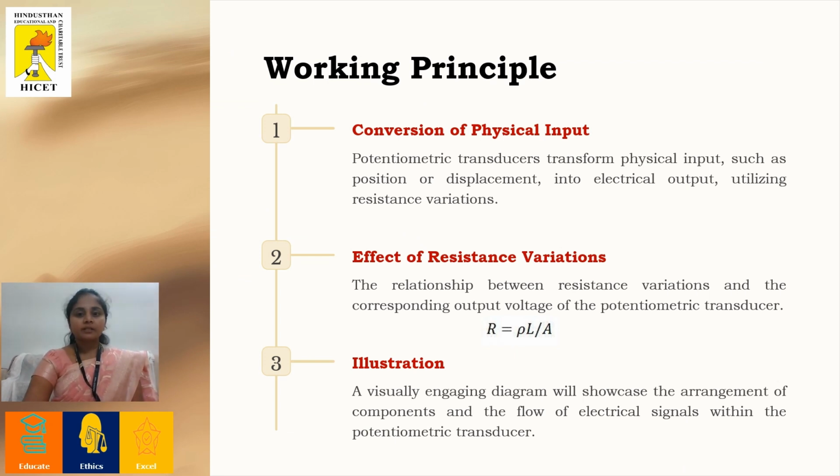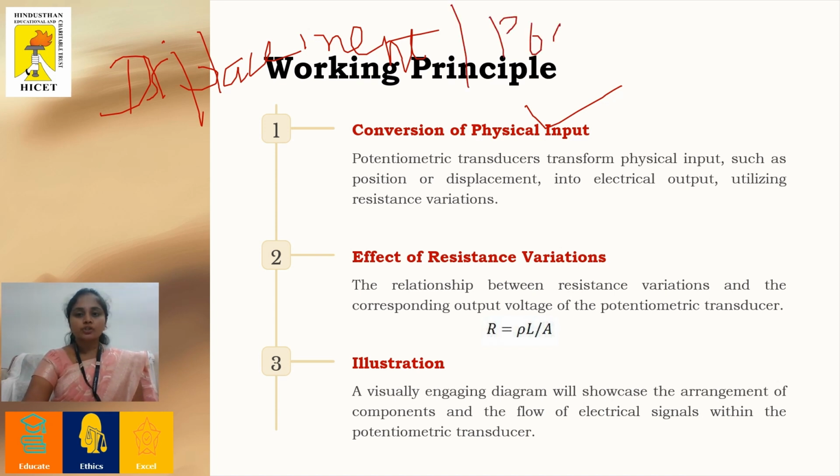The major working principle is the conversion of physical input. In a potentiometer, the displacement which I provide to the shaft is my physical quantity of input. This displacement is being converted into an electrical quantity, or I can say the position of my shaft, because whenever I provide displacement to the shaft, the position varies. So the input may be a displacement or the position.